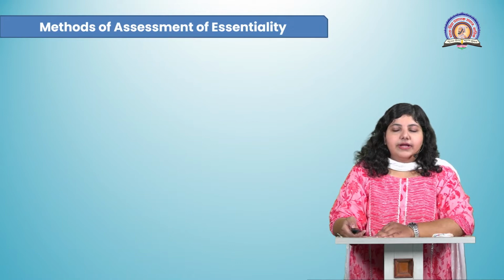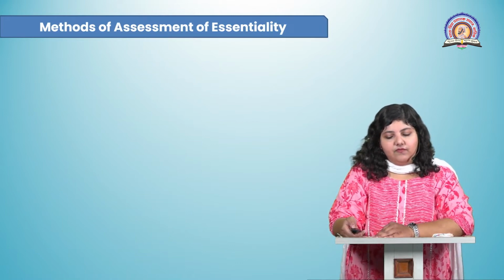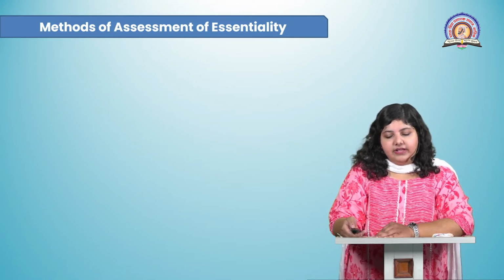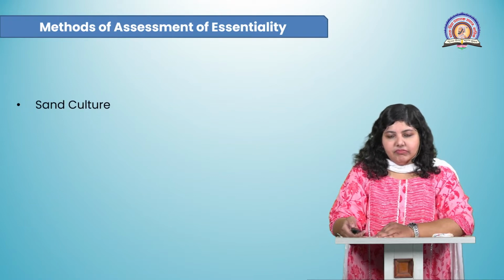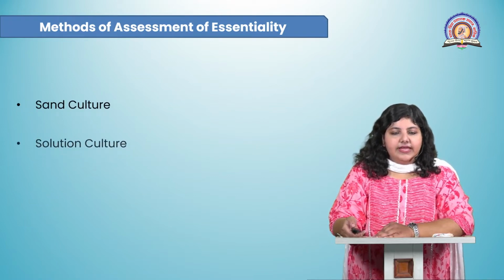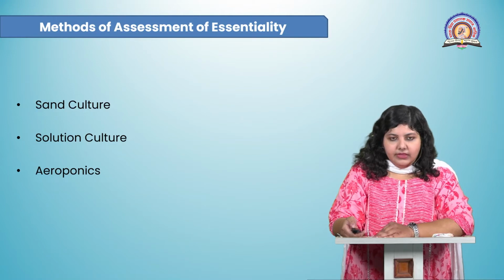Now, how can it be determined whether a particular element is essential for the growth of a plant? There are three methods of assessment of essentiality that we will be seeing now. First is sand culture, second is solution culture, and third is aeroponics.